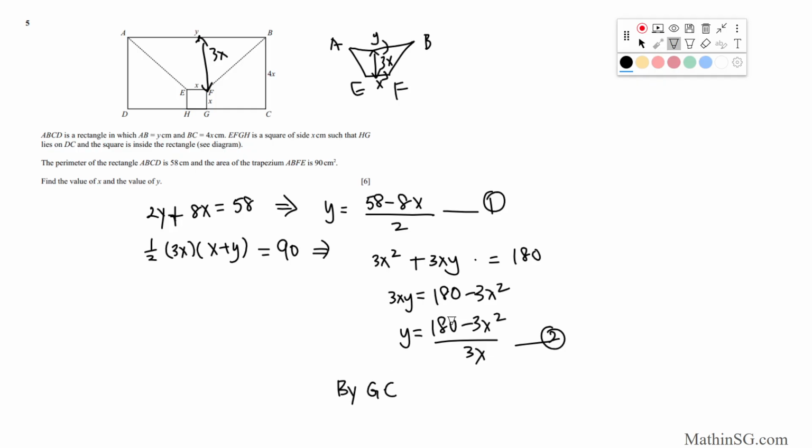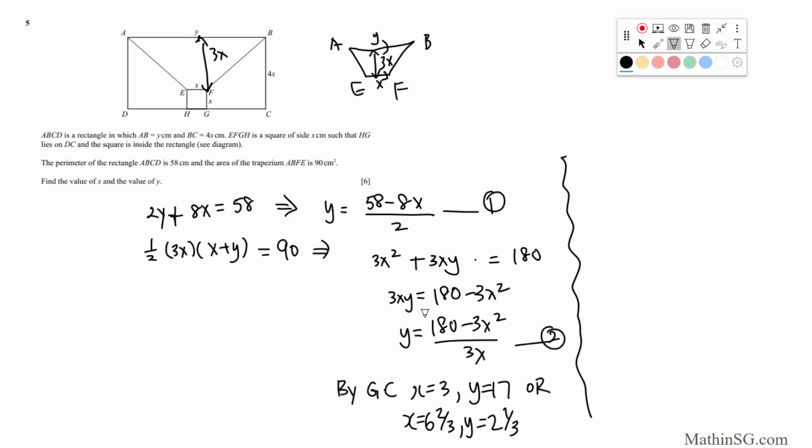If I were to plot these two curves in the GC and then find the point of intersection, I'll be able to get x equals to 3 and y equals to 17, or x equals to 6 and 2/3, y equals to 2 and 1/3. Okay, alternatively, you can solve it. So you can equate them together. So 58 minus 8x over 2 equals to this.